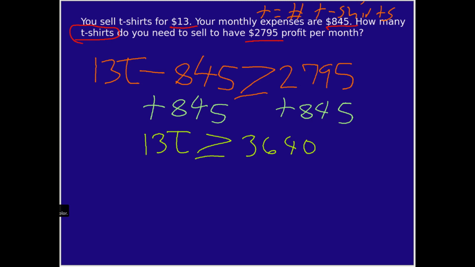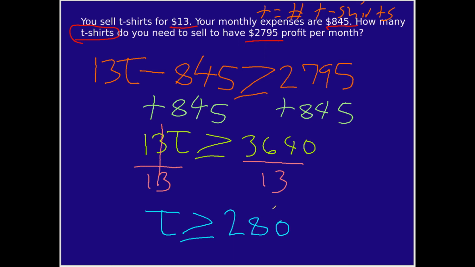And then, like you're already familiar with, we want to isolate this variable T here. So what we're going to do is divide both sides by 13. Divide by 13. Divide by 13. This will cancel out, as you know, and we're left with T is greater than or equal to 280. Again, you can solve this on a calculator. It's not that hard. So in other words, we need to sell 280 t-shirts or more to meet our target goal of having a profit of $2,795 per month. That's quite a successful business coming out of someone's house.